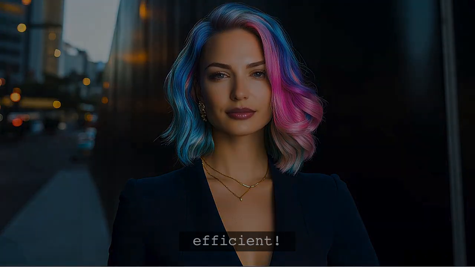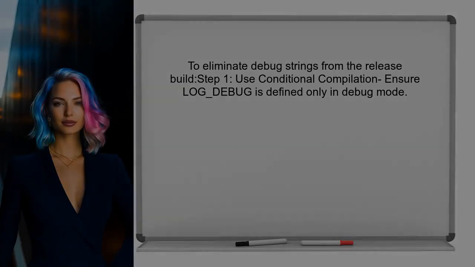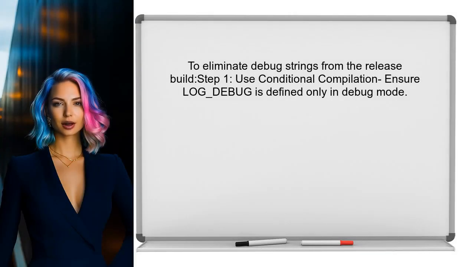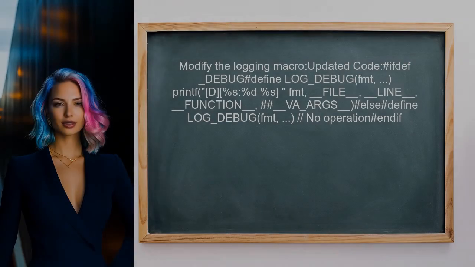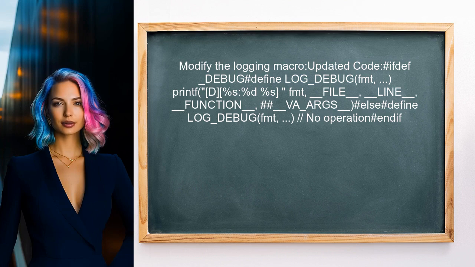To eliminate debug strings from the release build, the user should first ensure that the debug logging is completely removed during compilation. This can be achieved by using conditional compilation effectively. Next, the user should modify the logging macro to ensure that it does not leave any remnants in the release build. This can be done by using the preprocessor directive to exclude the entire logging statement.